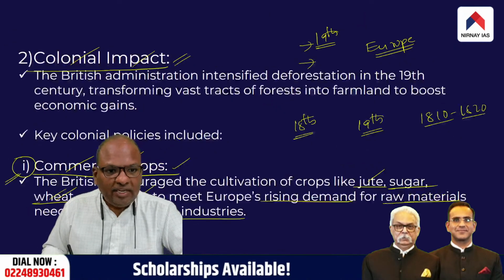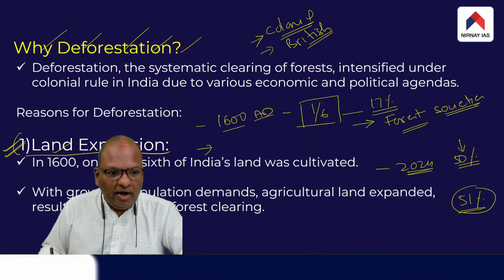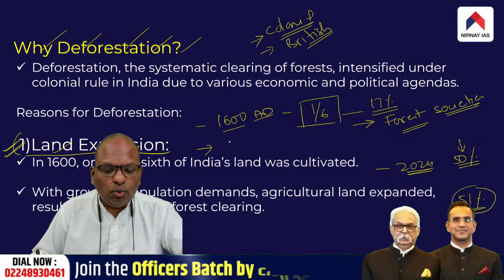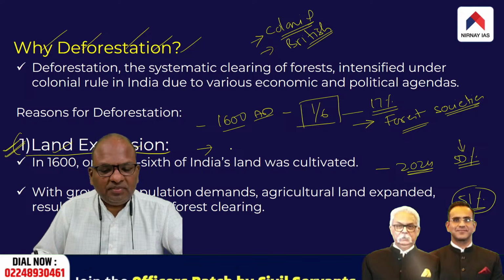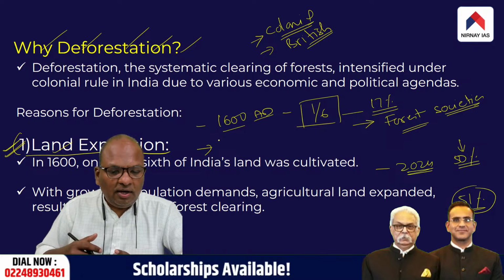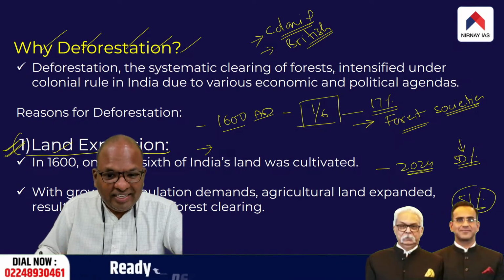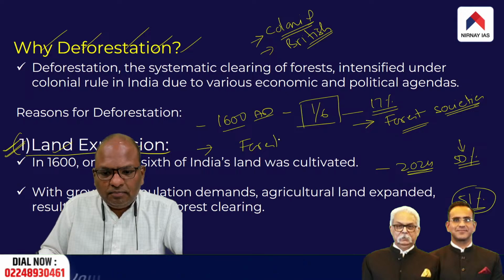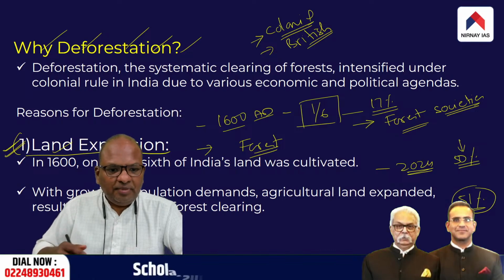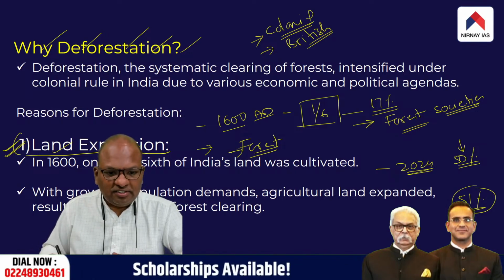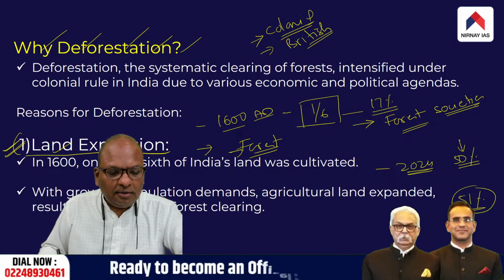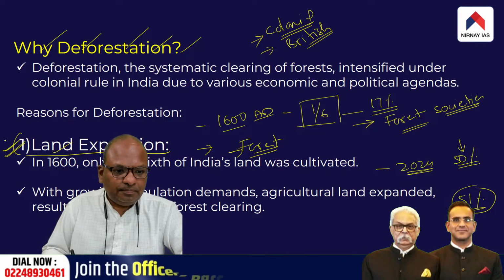So, take a look at the reasons for deforestation. The reason number one for deforestation is, as the food needs of the people began to increase, more and more land began to be brought under cultivation, and essentially more land was brought under cultivation at the expense of the forest land. That is, forests began to be cut down and were converted into cultivated land. As a result, deforestation began taking place. So, reason number one for deforestation is increased land under cultivation.